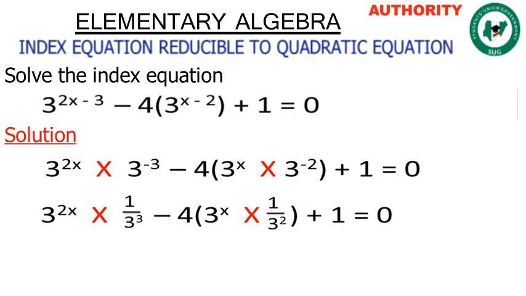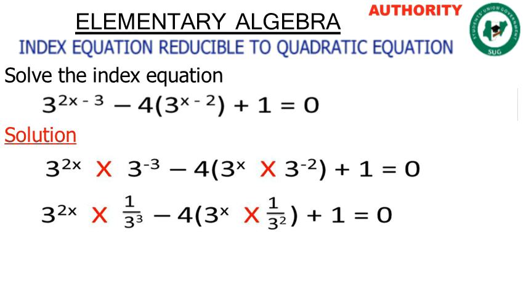Now let's go. Minus 4, you open bracket, 3 raised to power x minus 2. Let's also split them into 2. In doing so, we're going to have 3 raised to power x times 3 raised to power minus 2. Then close your bracket, plus 1 is equal to 0.